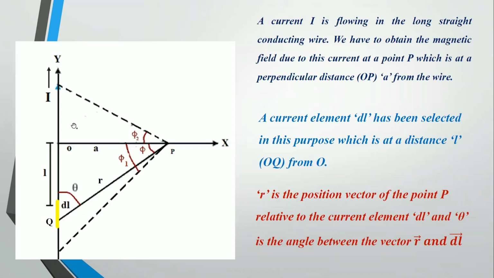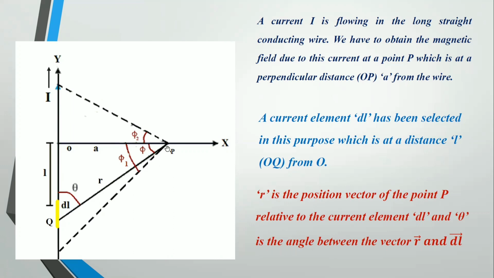So in this picture, a wire is shown along the y direction. This is the wire, and the current I is flowing in this long straight conducting wire. We have to obtain the magnetic field due to this current carrying conducting wire at a point P, which is at a particular distance OP, which is a, from the wire. It is the perpendicular distance of this point P, OP.